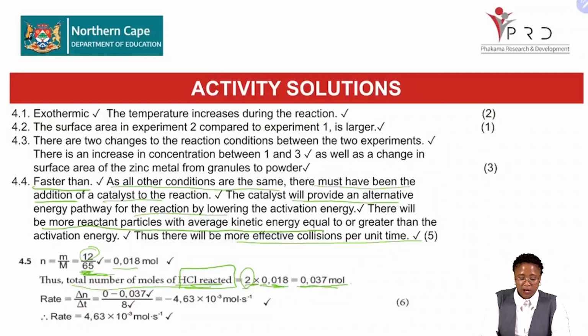Now that we know the number of moles of hydrochloric acid that have reacted, we can quickly go to calculating the rate. Remember, this is the rate of the reactant, so I forgot to put a minus there.